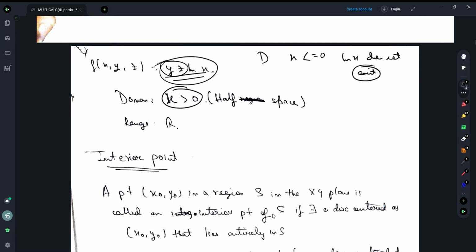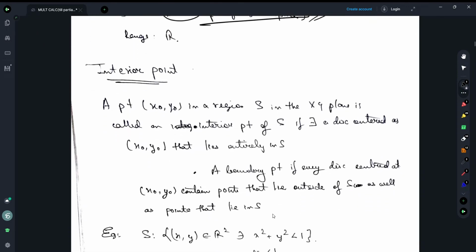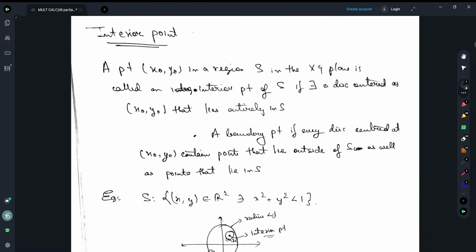So the domain of the function is x greater than 0, the set of all elements x belonging to real numbers which are greater than 0. And since this domain depends only on one of the variables out of the other variables present, we define this domain as a half space. Okay, we define this domain as a half space. Got it? The range is a real number. Clear? So this is basically the concept of domain and range of a two variable function or a three variable function.